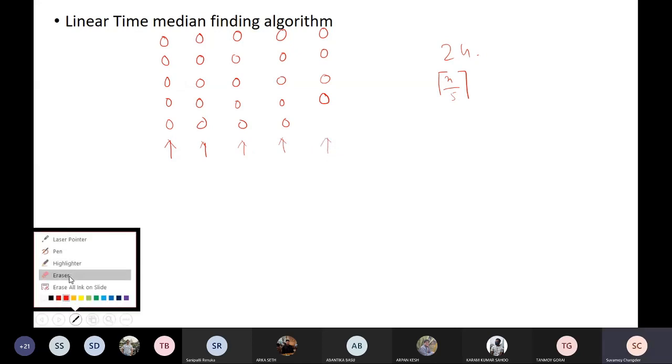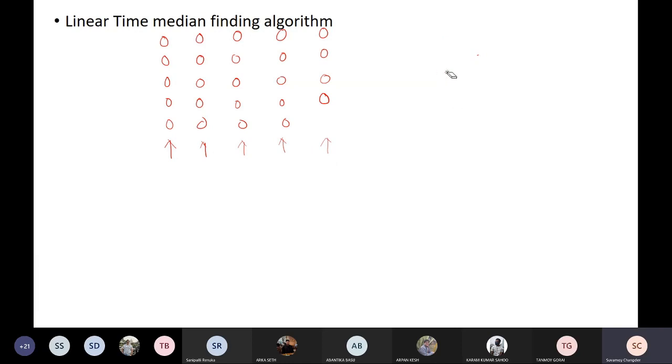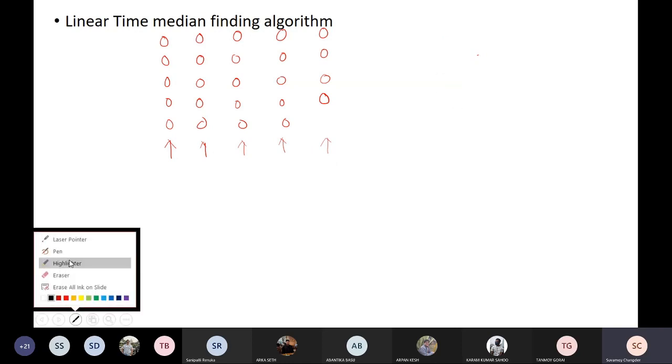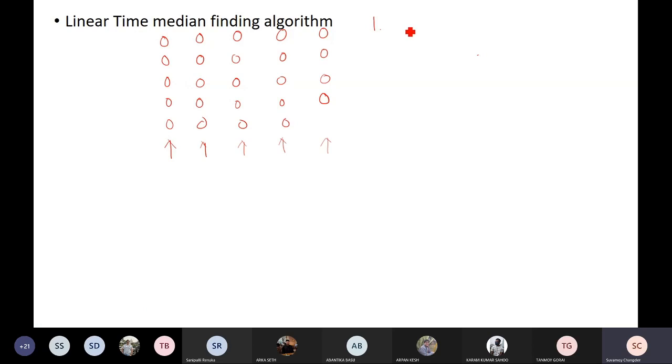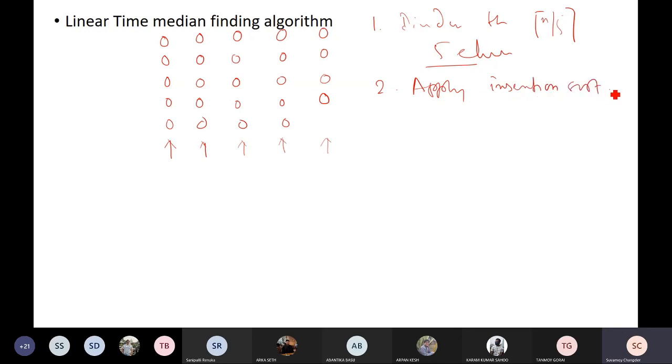Algorithm stepwise in this way, that first we are dividing the list. Number one, dividing the list into n by 5 number of groups, each containing 5 elements. This is fixed. Number two, we are applying, say, insertion sort or any sorting technique. Insertion sort is better because there are small number of elements, only 5.